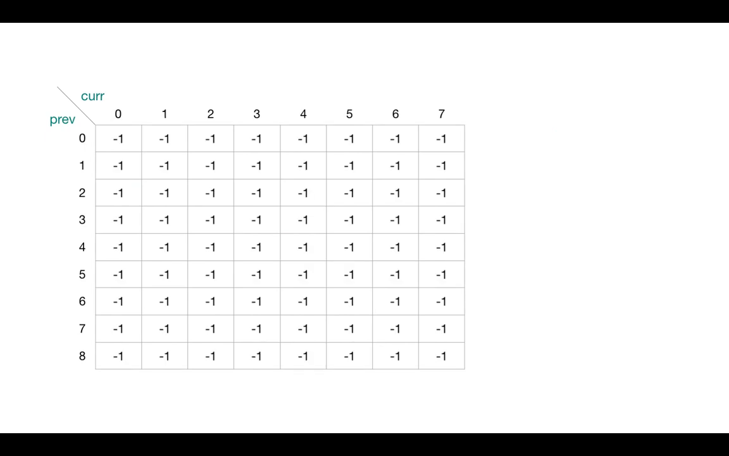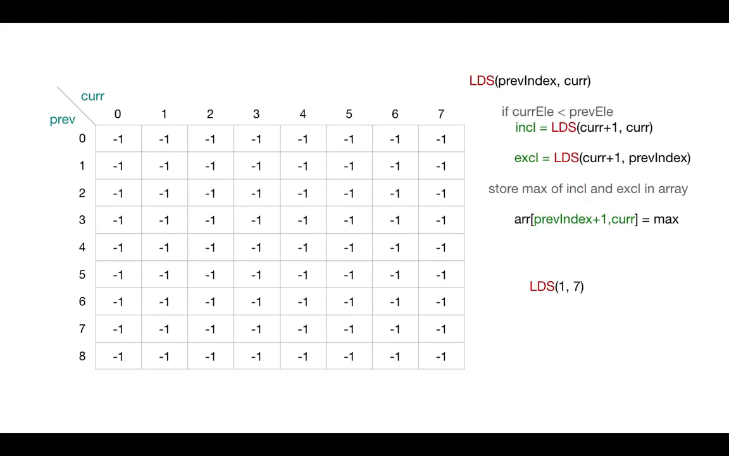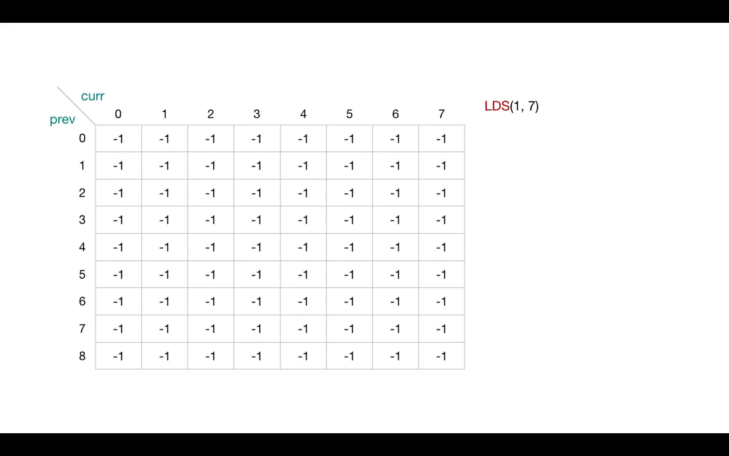So what we do, we initially fill the array with -1 and store the result of every recursive call at position previous index plus 1 and current. Like, the recursive call for previous index 1 and current index 7 will store the result at position 2 and 7.